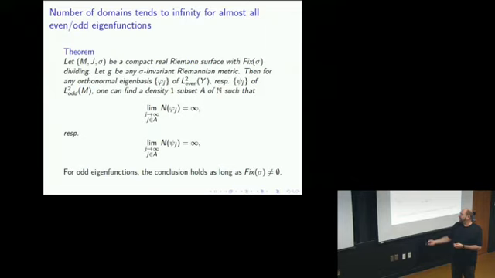And for odd eigenfunctions, you have a stronger result. You don't need that the fixed point set divides the surface, just that it's non-empty. Incidentally, this dichotomy, whether it divides the surface or not, is the same dichotomy as whether, when you take the surface and divide by the involution, it's orientable in the dividing case, and non-orientable in the non-dividing case. So this is sort of the origin of the Klein bottle.